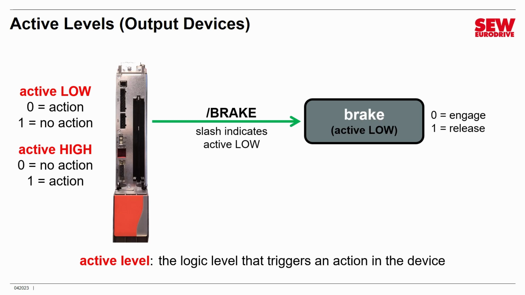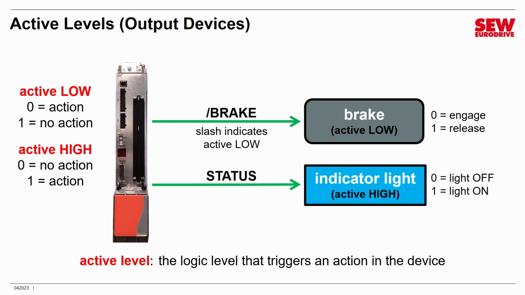Notice again the signal name brake has a slash in front of it, indicating that we're dealing with an active low output device. On the other hand, something simple like an indicator light that just shows status is probably active high. That means if the digital output is 0, the light is off, and if it's 1, the light is on. That is very intuitive. Indicator lights are not mission critical. If they don't work, they just don't light up. So we often do make them active high, and we indicate that that signal is active high by the absence of a slash or bar associated with the signal name.